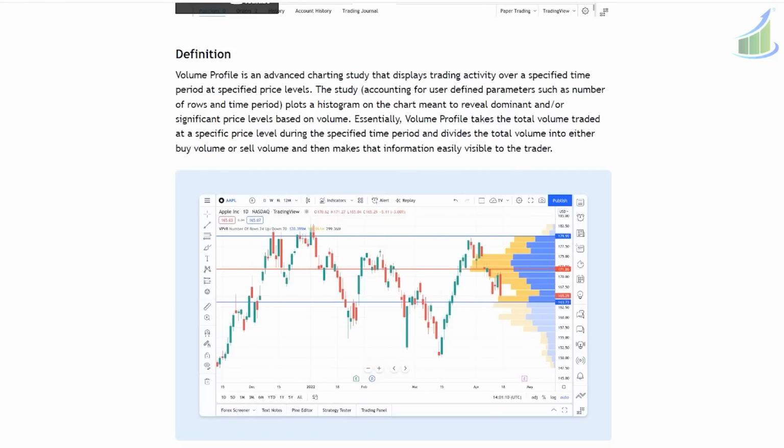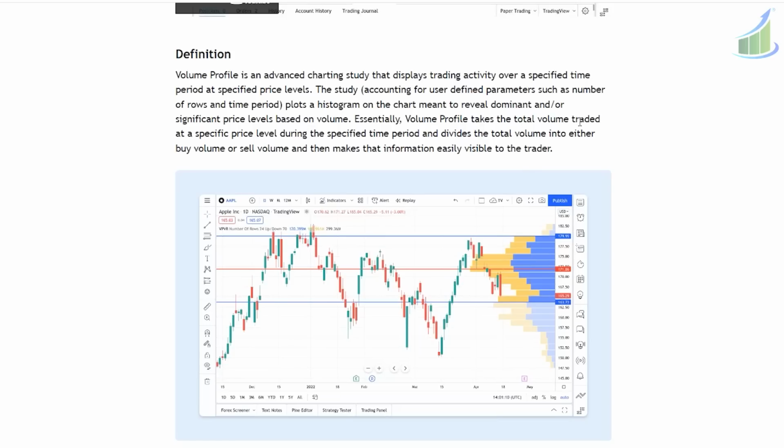The definition of volume profile is basically: volume profile is an advanced charting study that displays trading activity over a specified time period at specified price levels. The study, which accounts for user-defined parameters such as number of rows and time period, plots a histogram on the chart meant to reveal dominant or significant price levels based on the volumes. So at which price, how much volume has been traded, or at what price most of the volume has been traded. That is what we try to figure out.